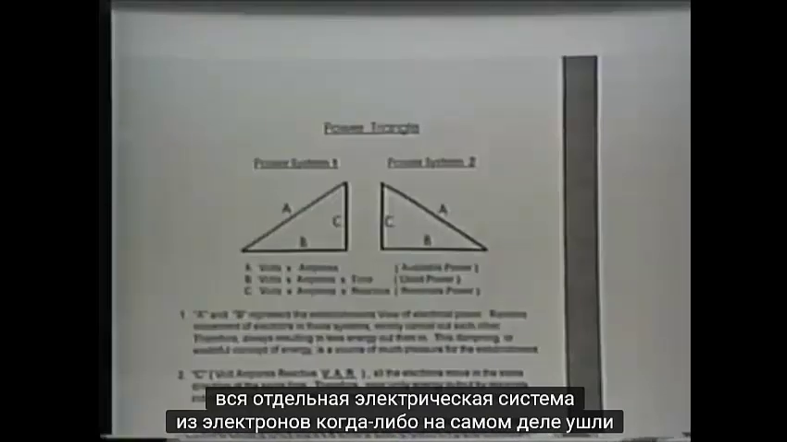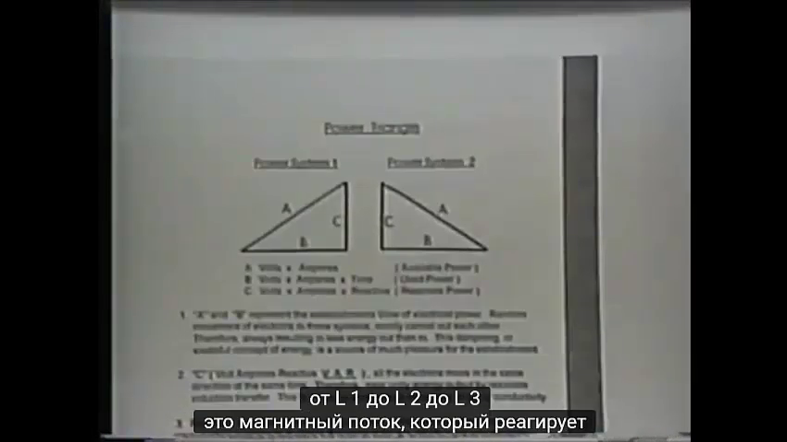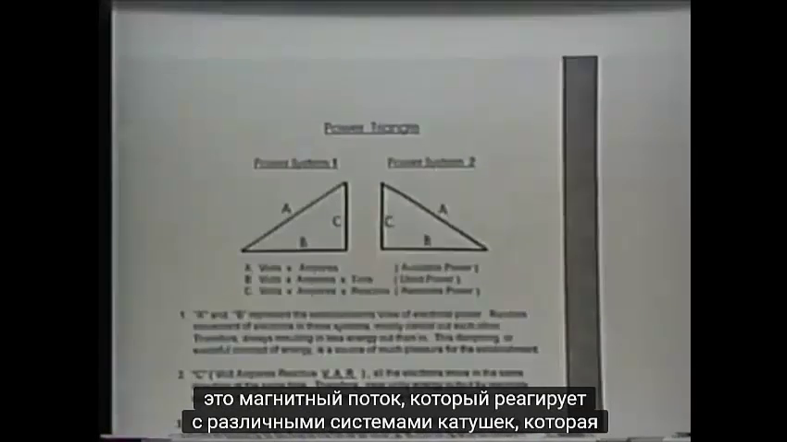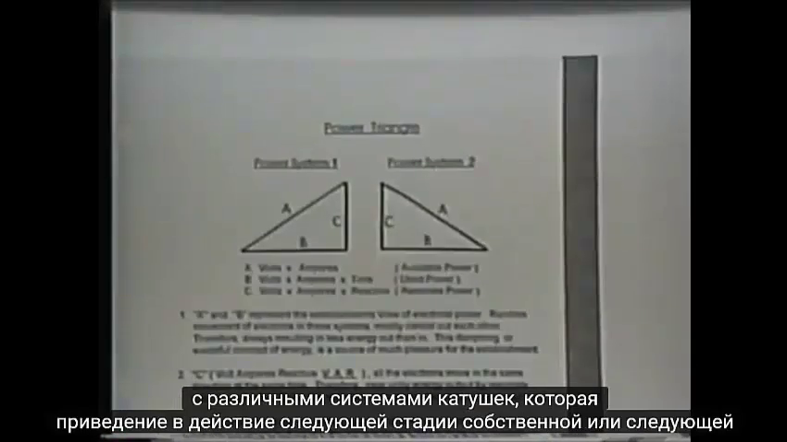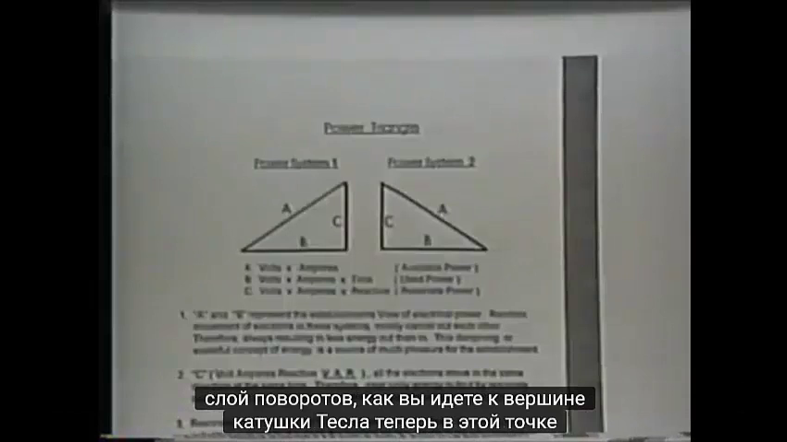None of the electrons have ever actually gone from the L1 to the L2 to the L3. It's the magnetic flux which is reacting with the different coil systems, which is powering the next stage on, or the next layer of turns as you go towards the top of the Tesla coil.